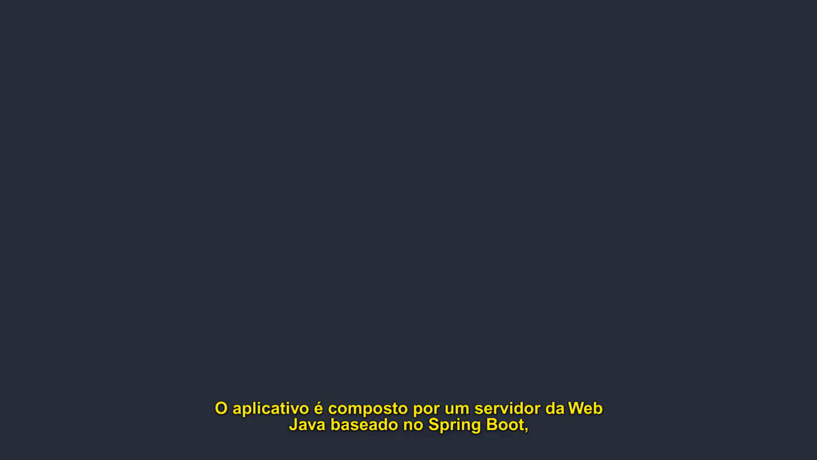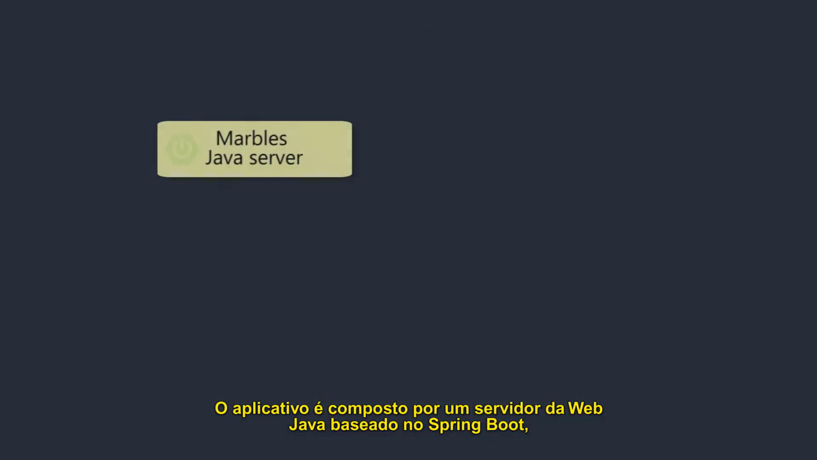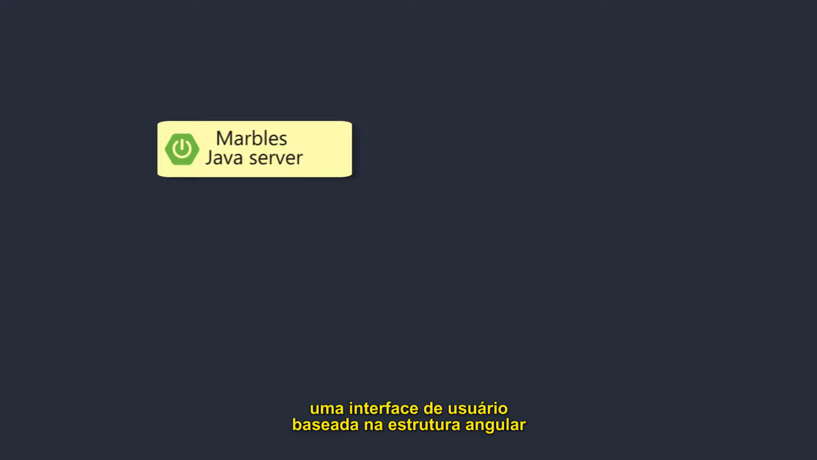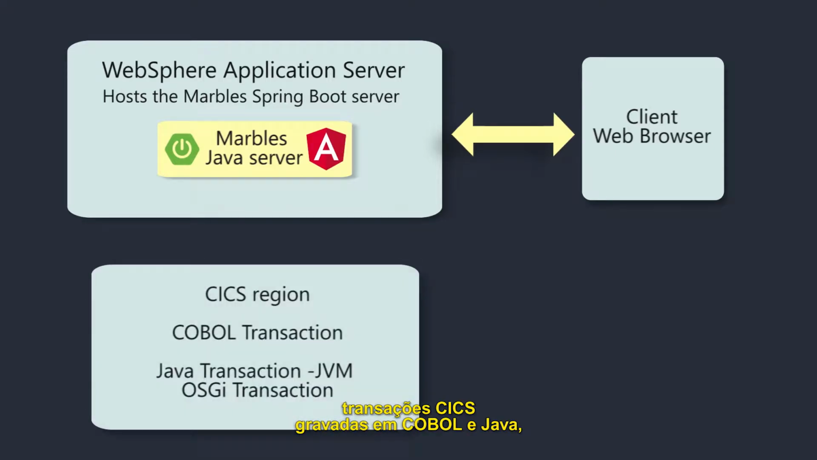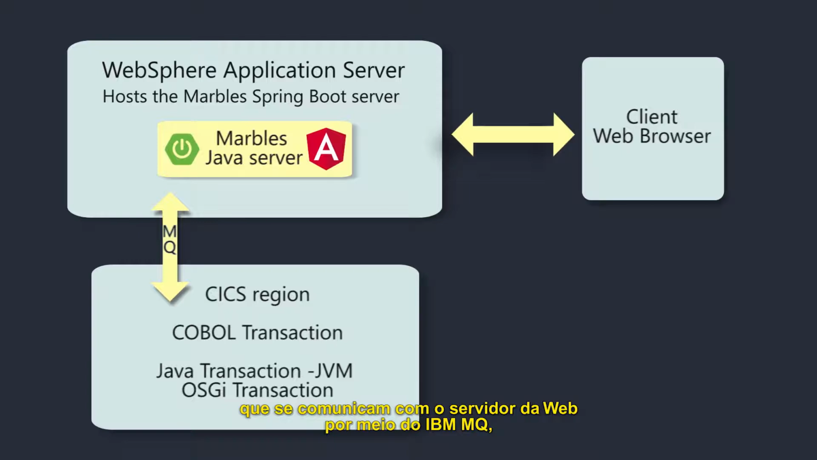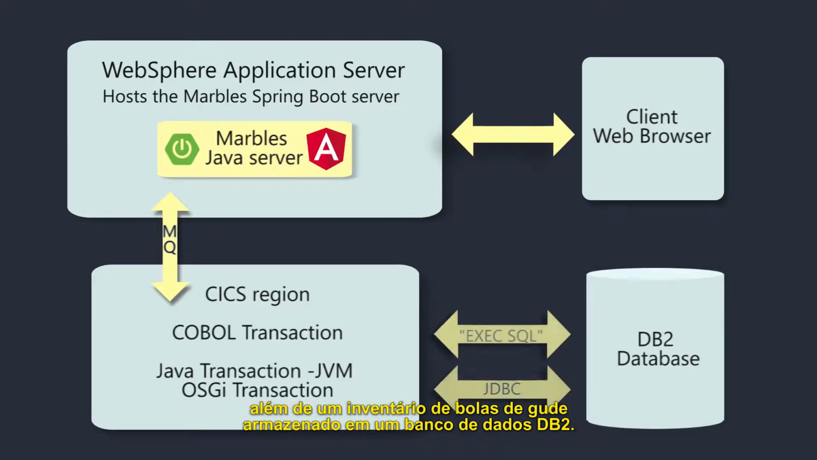The application allows the user to manage an inventory of marbles of various colors. The application is comprised of a Java web server based on Spring Boot, a UI based on the Angular framework, deployed to an IBM WebSphere application server, CICS transactions written in COBOL and Java which communicate with the web server via IBM MQ, and an inventory of marbles stored in a DB2 database.